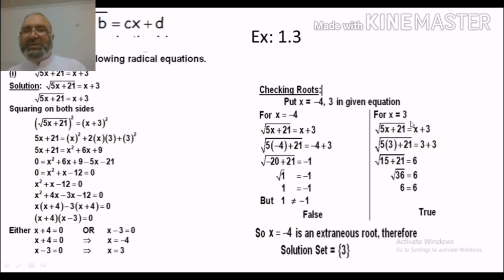Next, for x is equal to 3, put x is equal to 3 in the original equation, square root of 5x plus 21. So by putting x is equal to 3, we get 5 into 3 plus 21, under root, is equal to 3 plus 3, or 15 plus 21 under root is equal to 6. 15 plus 21 means 36, under root is equal to 6. 6 is equal to 6. The result is true. Therefore, x is equal to 3, this root satisfies the given equation. Therefore, x is equal to 3 is the solution set.